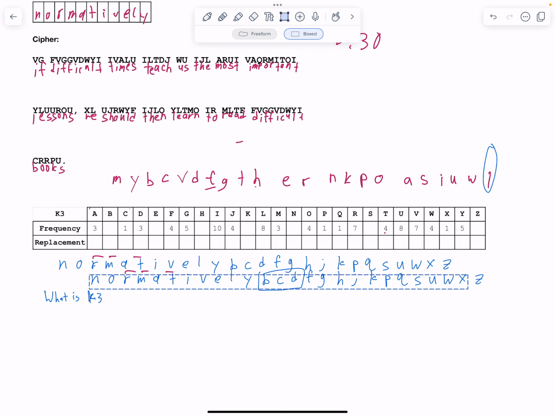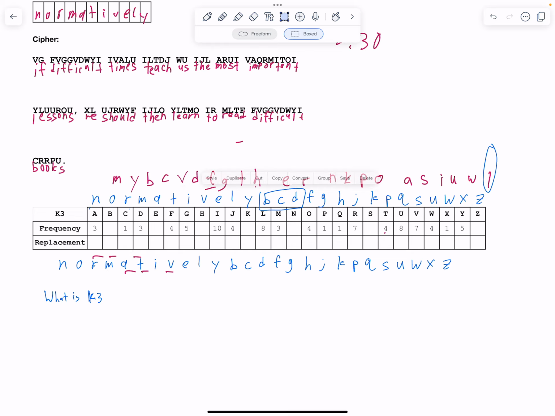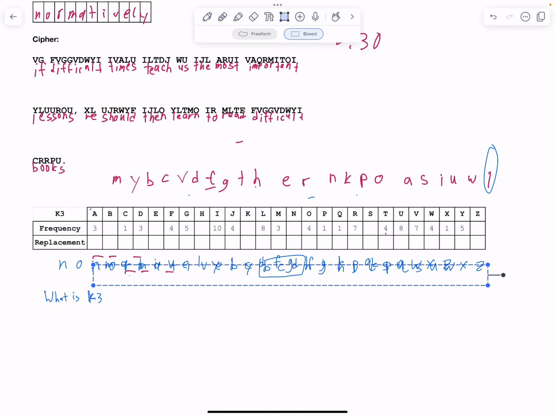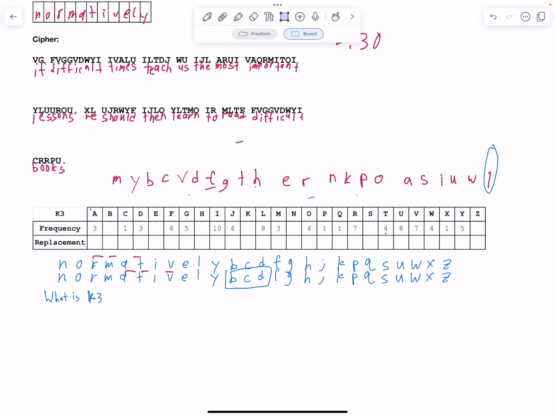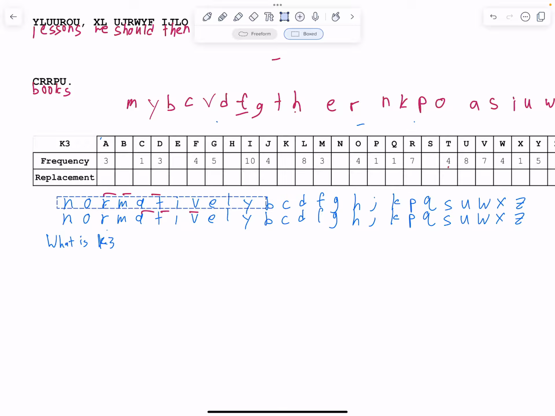And then for K1, you would have the keyword down here, and then you list out all the other letters. But in a K2, you would do the opposite: you would put the keyword at the top, and then have that decode down to A, B, C, D, E, F, G, all the way to Z. So a K3 is actually a mixture of these two. K3 has the keyword on both top and bottom. So "normatively" would show up top here and down here.